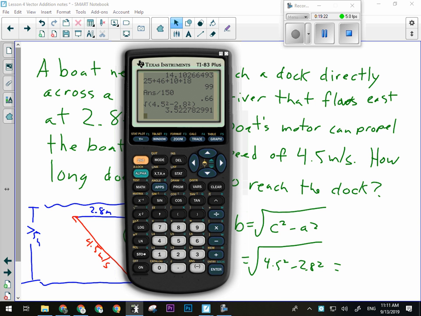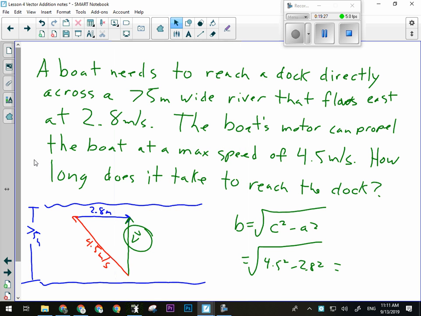Where did we go? The beginning. Yeah. Okay, start again.